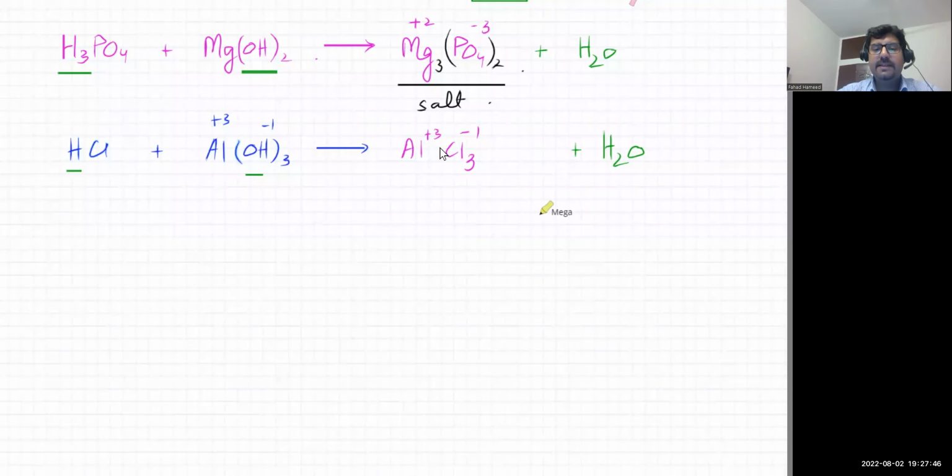So acid plus base produces salt plus H2O. And this is definitely not balanced. There's only 1 Cl here, and 3 Cl there. We don't care about balancing. I'm just doing crisscross. I'm just making basic formulas.